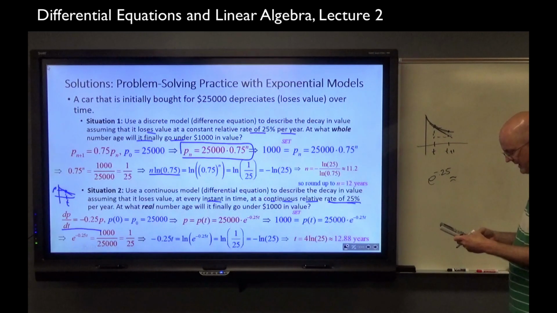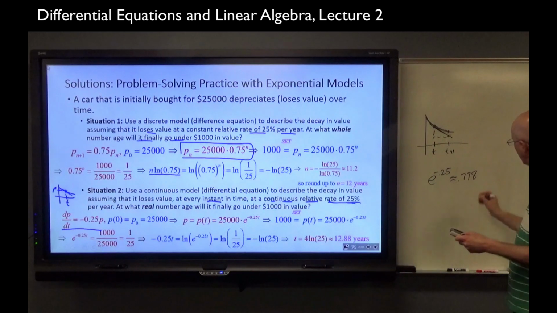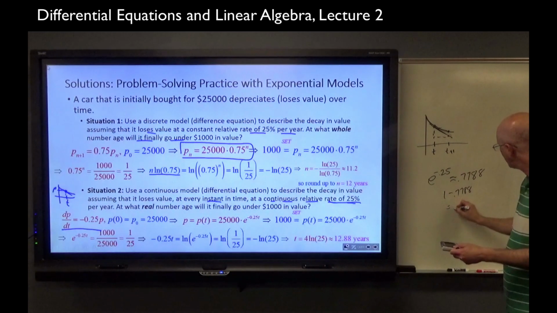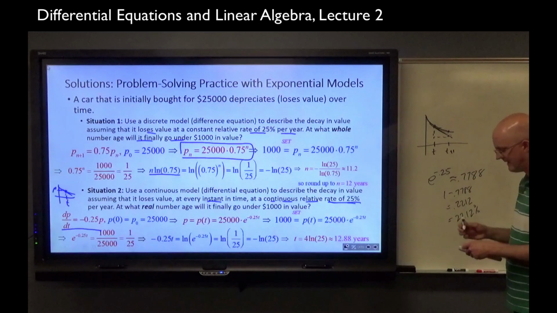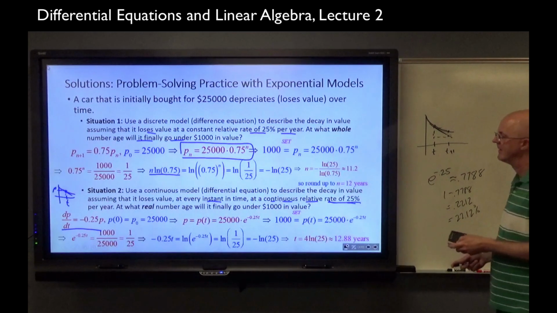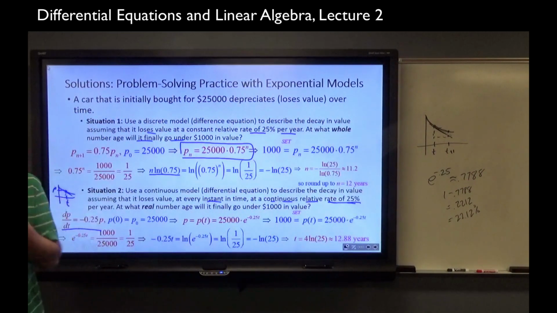e to the negative 0.25 is about 0.7788. Subtract that from 1, you get 0.2212, if I didn't make a mistake there. So that's 22.12%. A continuous decay rate of 25% per year is an actual amount of decay that's 22.12%. Okay, so again, pay attention to the language, the way things are phrased.